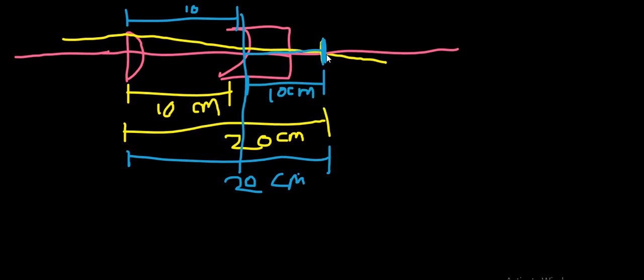So the object for the second lens, that is the plano concave lens, is at 10 centimeter. The image of the first lens, which forms here, is going to be the object of the second lens. According to the sign convention, this is going to be plus.